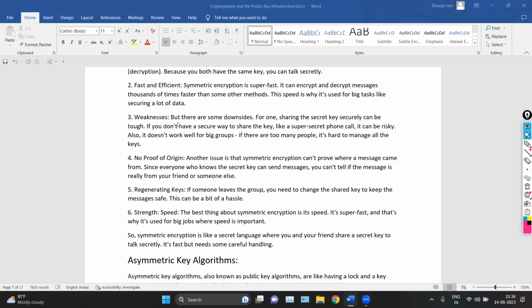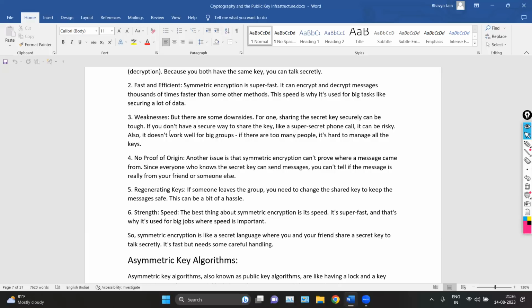That is a weakness here, and we also don't have any secure way of transferring the key itself. Let's say you generate the key. I am the receiver, you are the sender. Now you have to send the key first, and then send the message, because how can I decrypt the message without the key? So in that case, first you have to transfer the key itself.